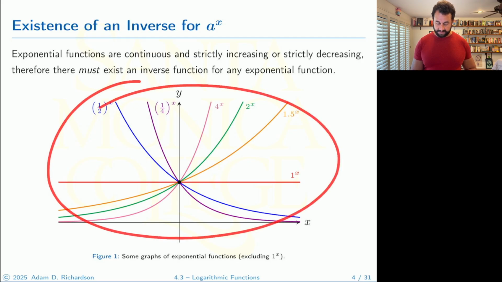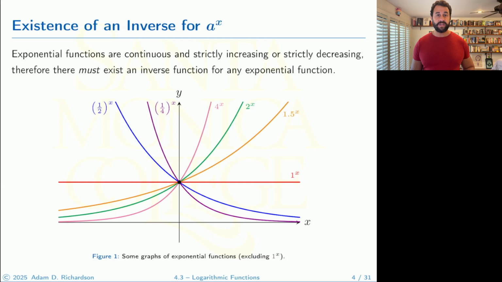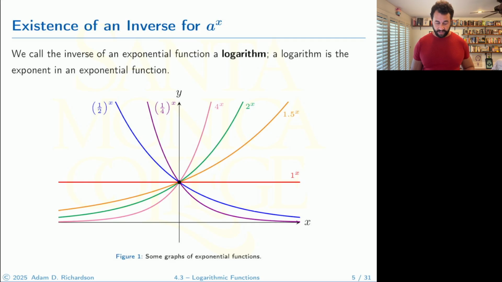So if you remember these graphs, exponential functions are continuous on the real numbers, and they are either strictly increasing or strictly decreasing, right? So what that means is that there must exist an inverse function for any exponential function. The existence is guaranteed because of that important theorem that we just recalled. So because we know that there exists an inverse, we give it a special name. We call it a logarithm, okay? So you can basically think of this in this way: a logarithm is like the exponent in an exponential function.